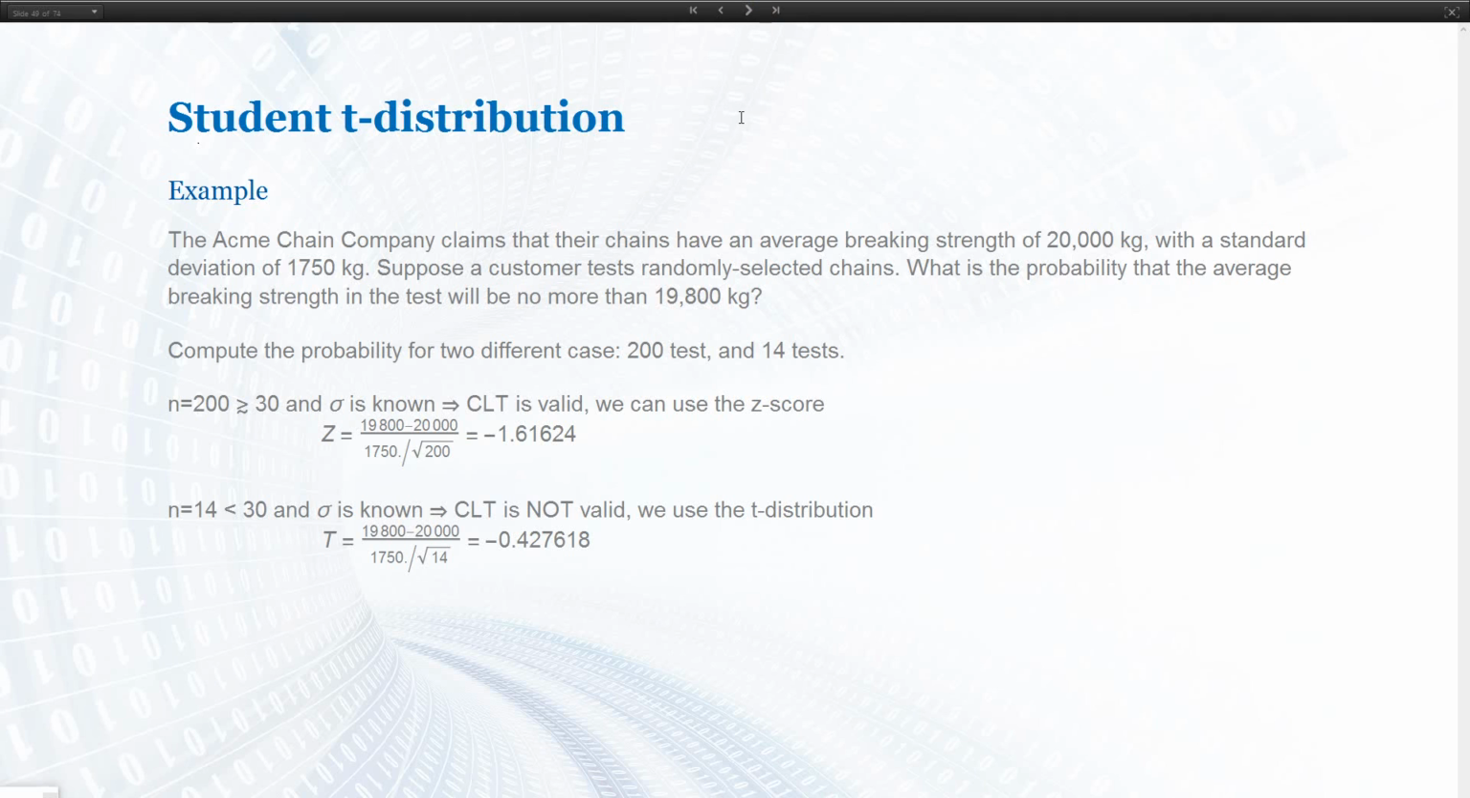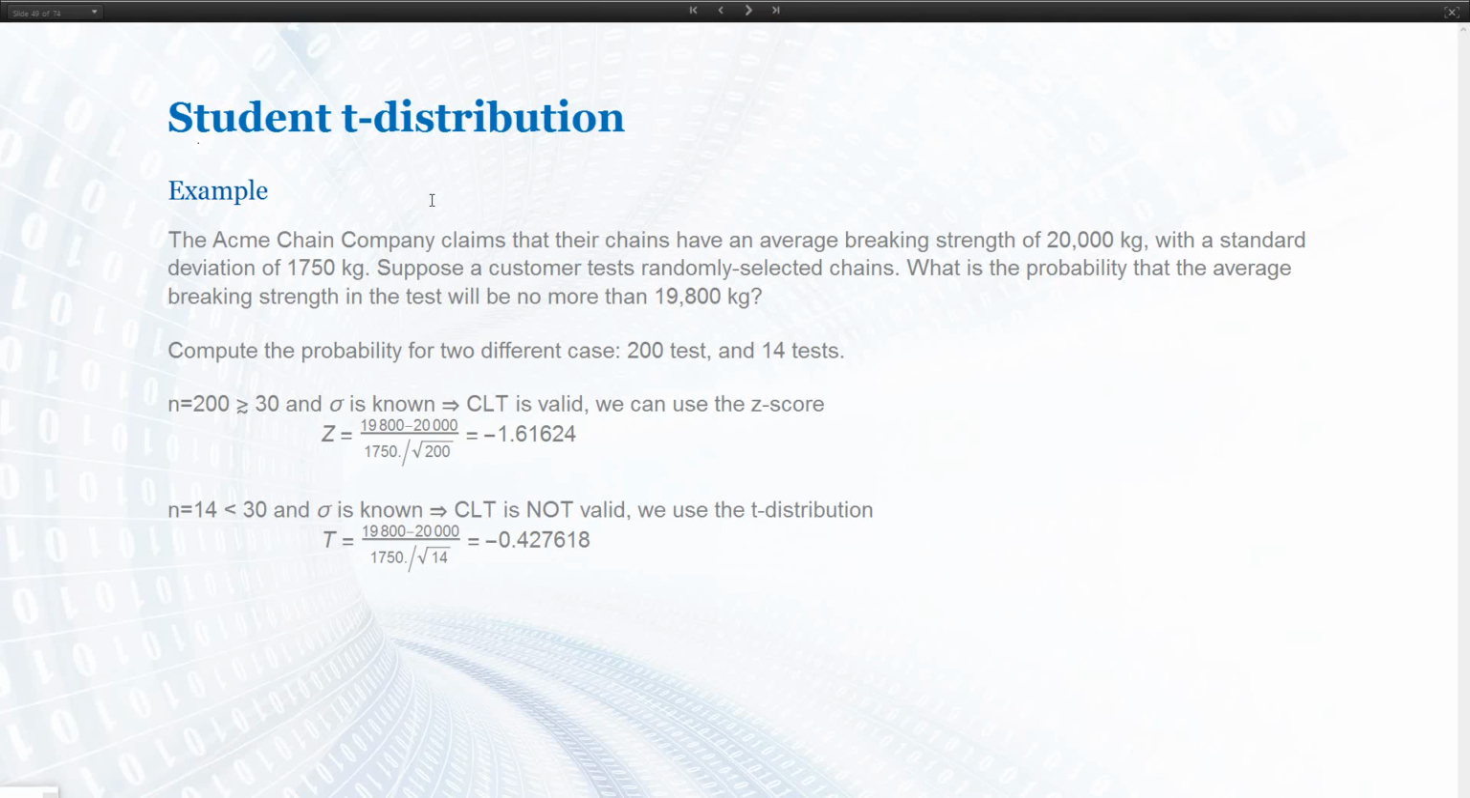Other than that, the test scheme remains the same. I will demonstrate this with an example. Let's say we have a company that produces steel chains.